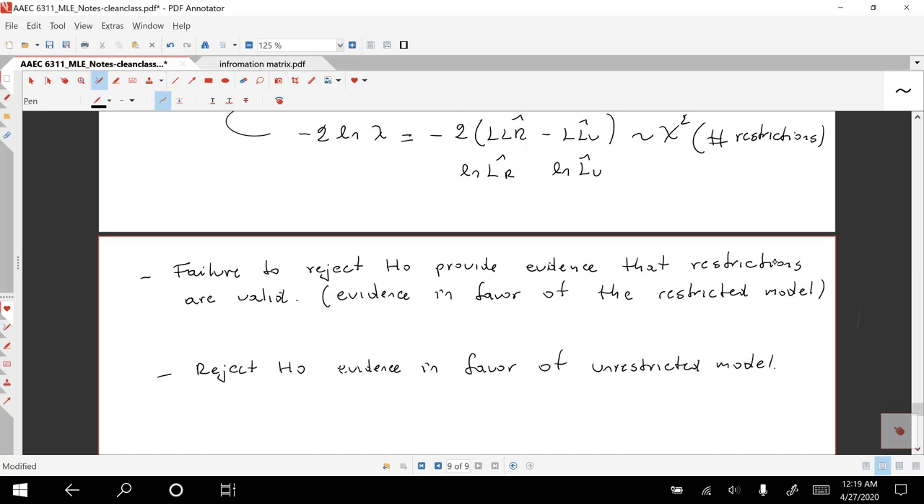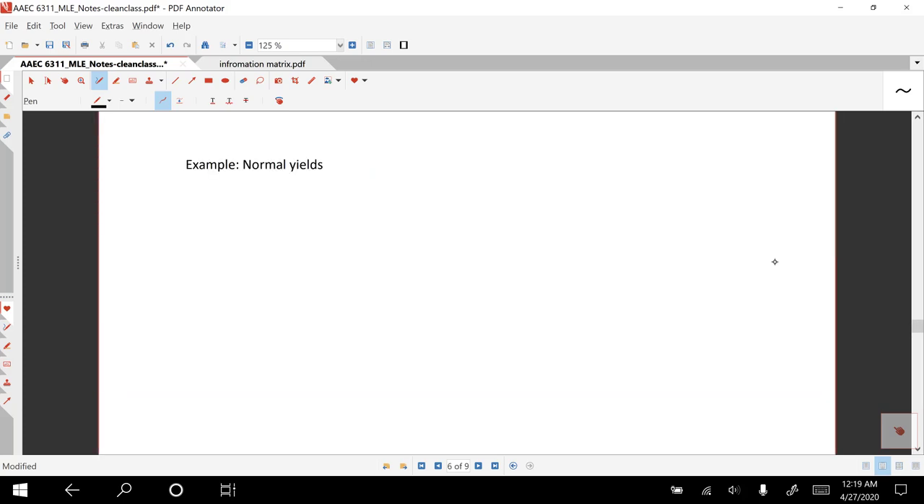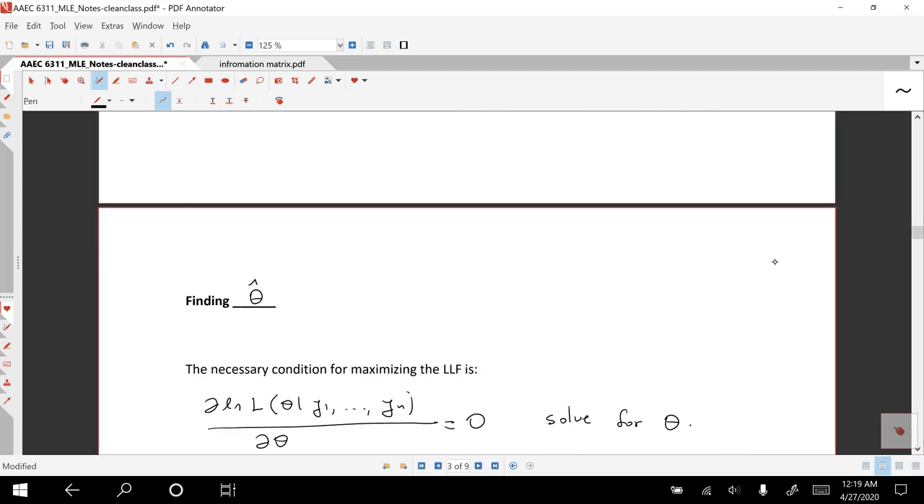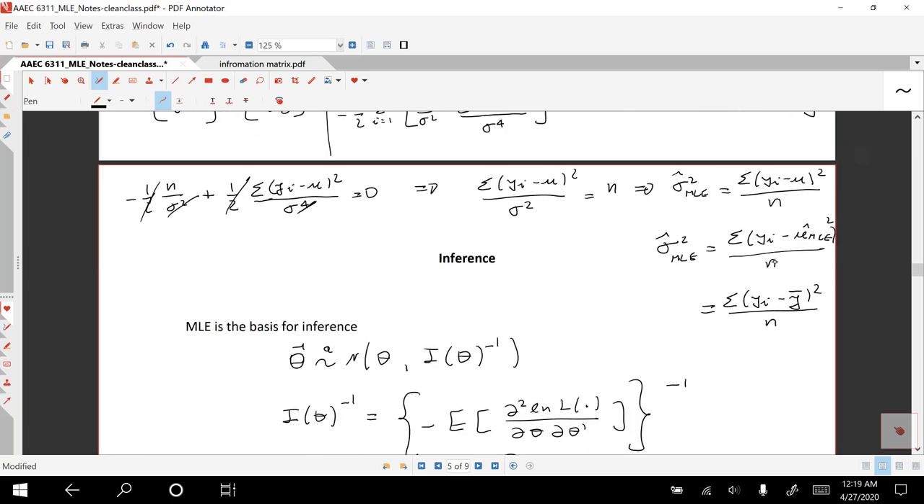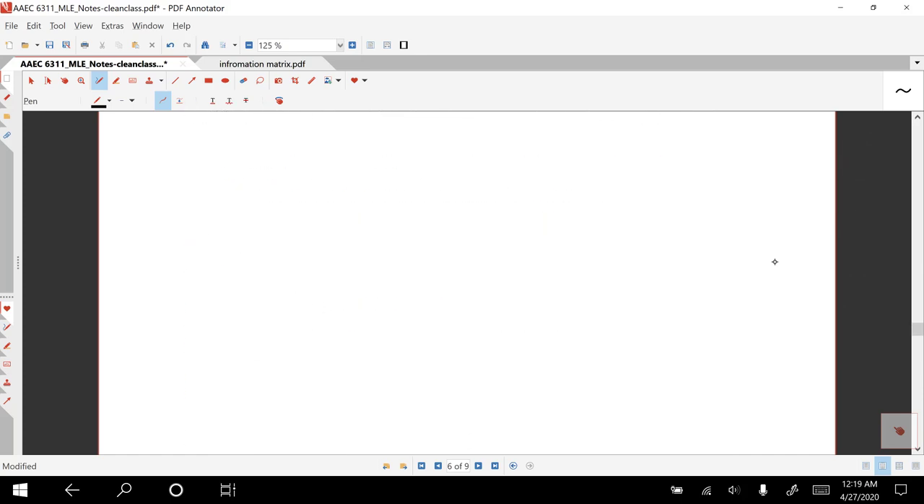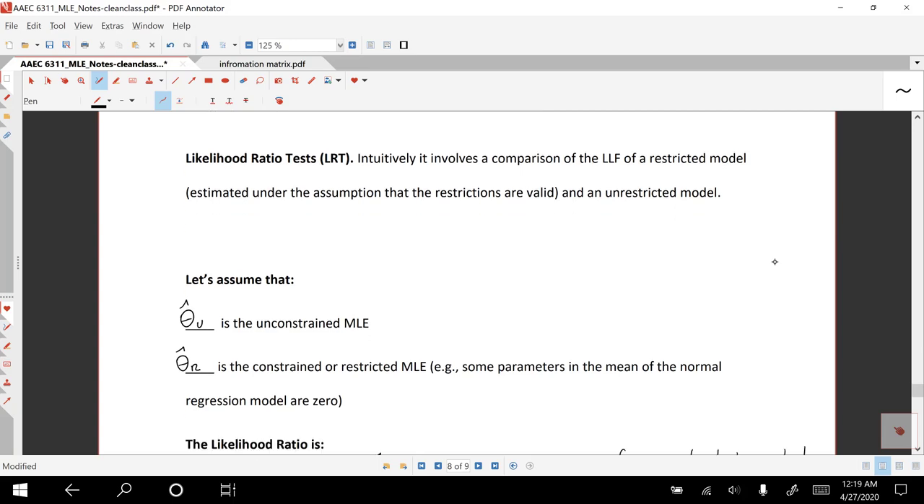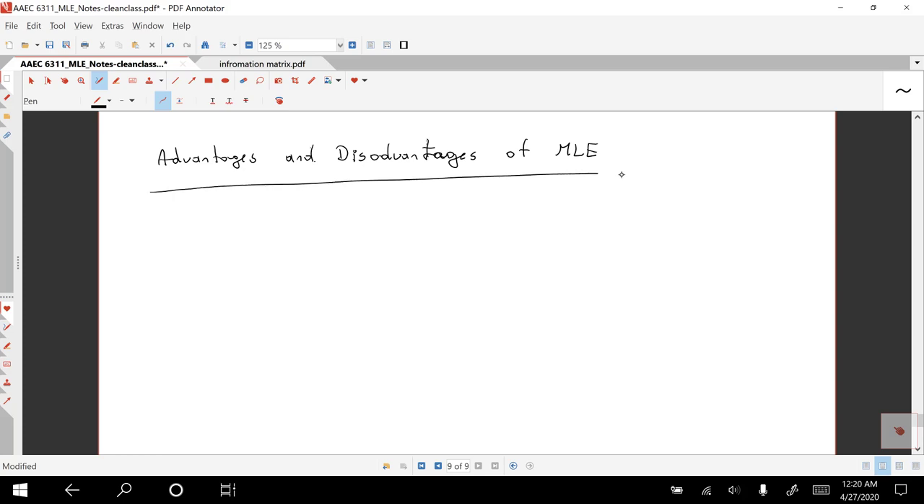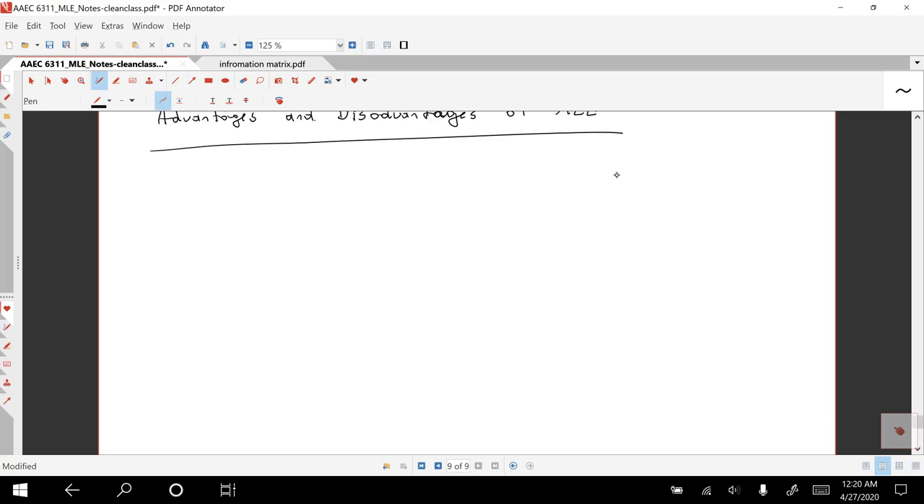So before we finish, hopefully that gives you a good idea of the main process and the theory behind maximum likelihood estimation. Now that you see how that works, I know the example I've used is a relatively simple example, but it's something that's done in practice, and I've done in practice. So let's talk in general about the advantages and disadvantages of MLE, or maximum likelihood estimation. Let's look at the main advantages and the main disadvantages.